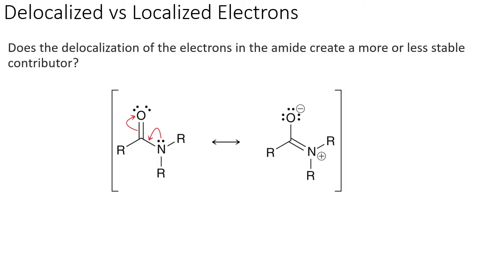Let's look at an example. Does the delocalization of the electrons in the amide, and remember amide is just the name of a functional group, create a more or less stable resonance contributor? So in order to draw the resonance structure, we would take the allylic electrons that are on the nitrogen and push them as a double bond in between the nitrogen and this carbon. And then with the second curvy arrow, we would push the pi electrons in between carbon and oxygen up to the oxygen as to not exceed an octet on the carbon.